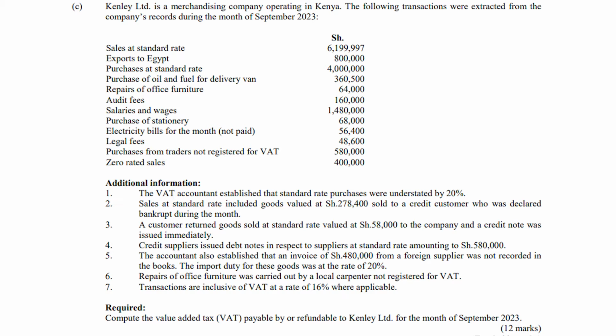But remember, as at 30th June 2023, the VAT for oil and fuel was affected to 16%. So particularly for this question, we apply not 8%, but we apply 16% because that is after the changes were effected. Repairs of furniture is an input VAT. Audit fee is an input VAT. Salaries and wages, the figure of 1,480,000, that is exempted from tax. Then we have stationery, that is an input VAT.